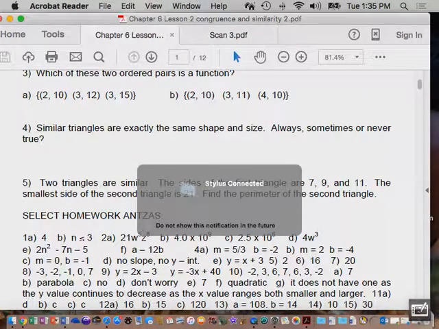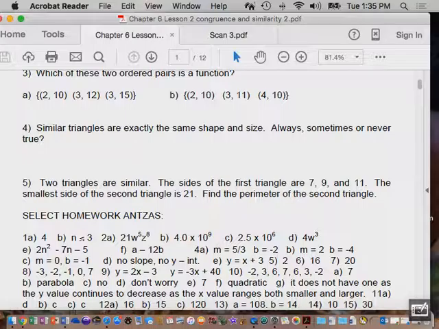Now, little is to big, as little is to big. It's more than just being annoying. It also tells us where to put the numbers. And that's very important. Ready? Sides in the first triangle are 7, 9, and 11. Smallest side of the other similar triangle is 21. So wouldn't the smallest one match up with the 7? Yeah, because the 7 is smallest. Okay, so little 7 is to big 21.